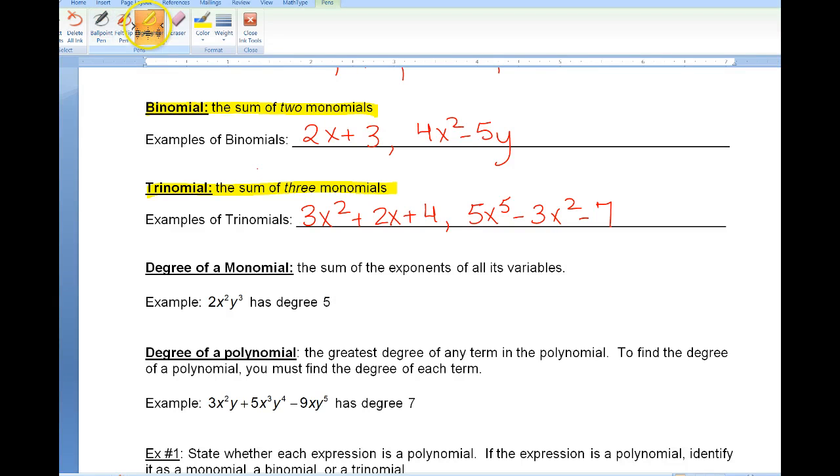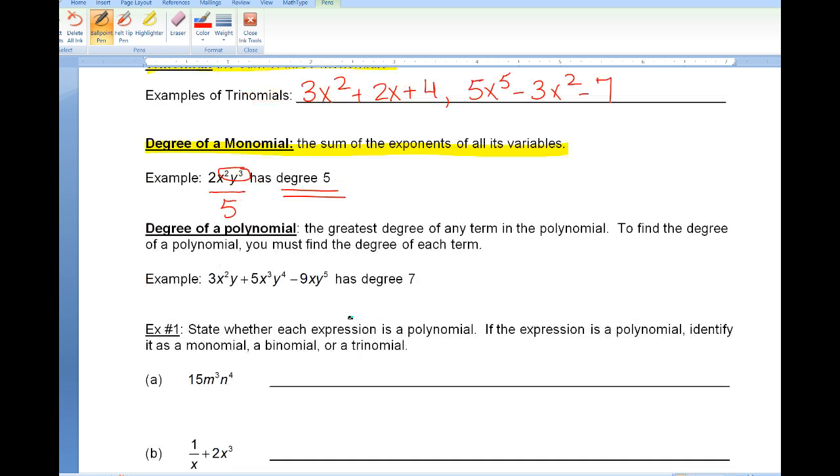We have what's called the degree of a monomial, which is where we look at the exponents. So for example, we have this term right here, 2x squared y to the third. So I'm going to add the exponents, the 2 and the 3, which gives me 5. The degree of this monomial is 5.